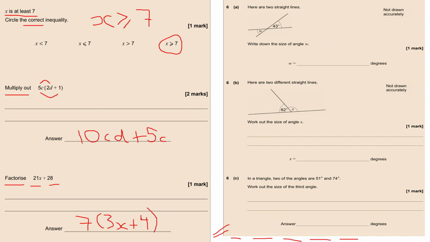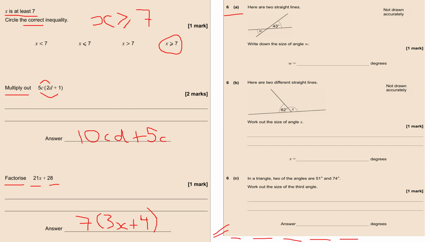Factorize means to put into brackets, so you're looking for the highest common factor or factors. If there are no common factors, then it's a double bracket factorization or a cubic or a quartic. But for GCSE level, we're looking at double brackets, and occasionally a cubic. GCSE focuses on single and double brackets.